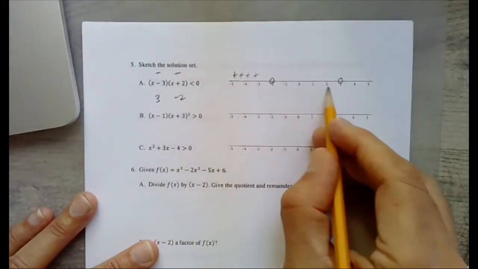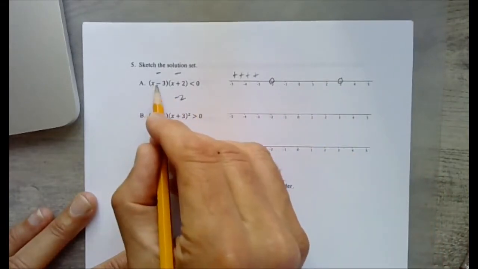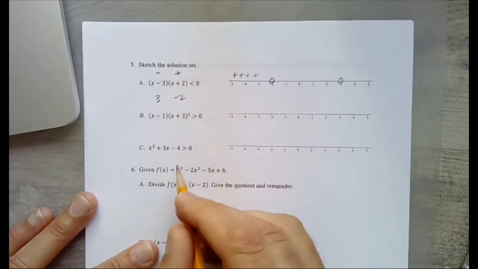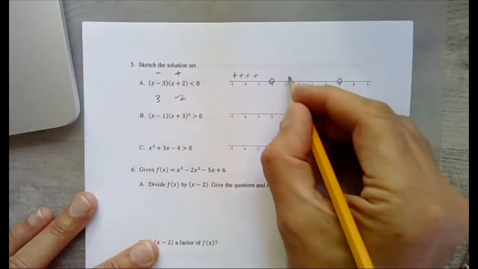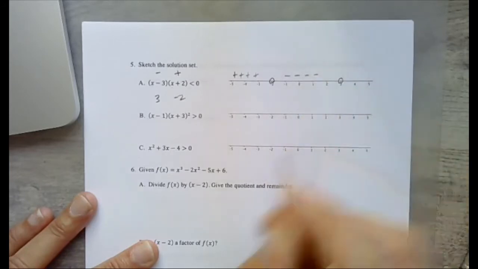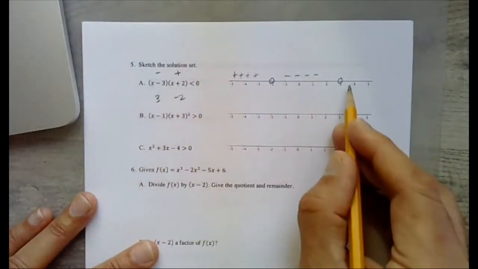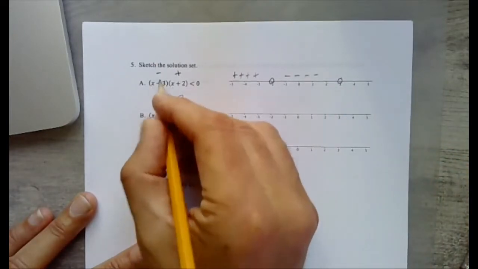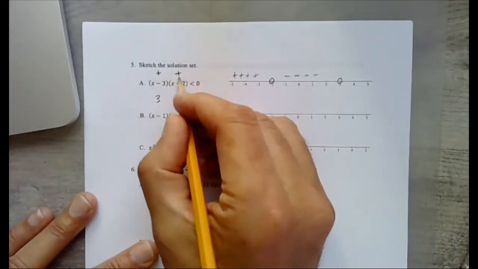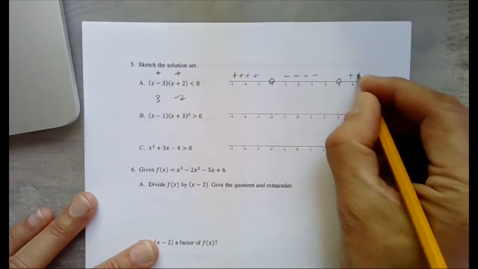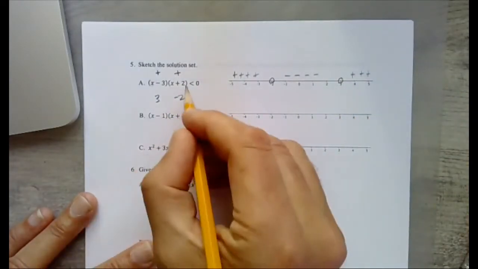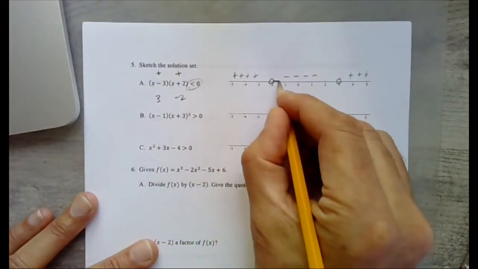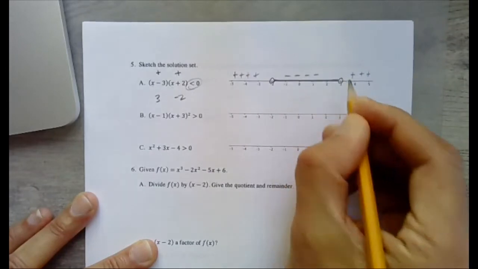All right, then if I pick a number in between, like 0, 0 minus 3 is negative, but 0 plus 2 is positive. A negative times a positive is going to give me negative. And then if I pick a number that's bigger than 3, like 6 or 7, 6 or 7 minus 3 is a positive number. 6 or 7 plus 2 is also positive. So the function will be positive over here. And then the question is asking, where is this negative? And it is negative in between.